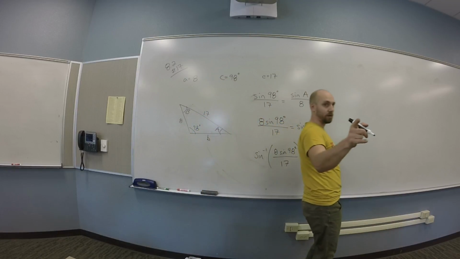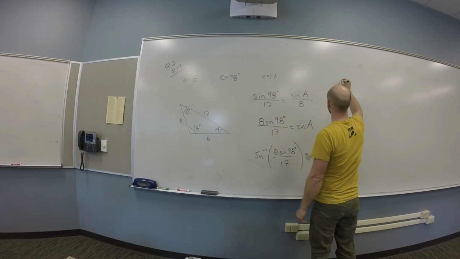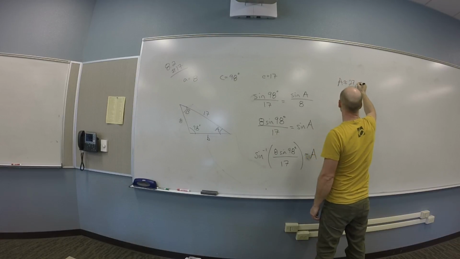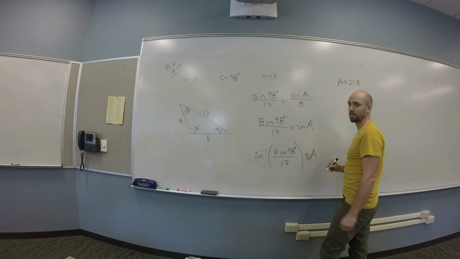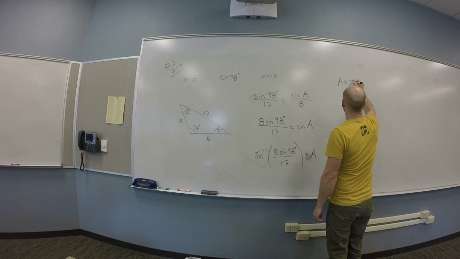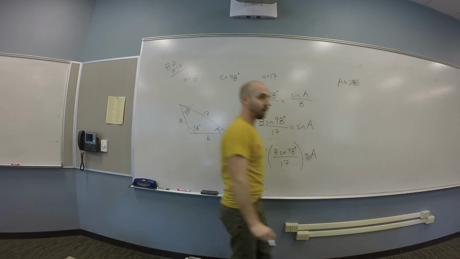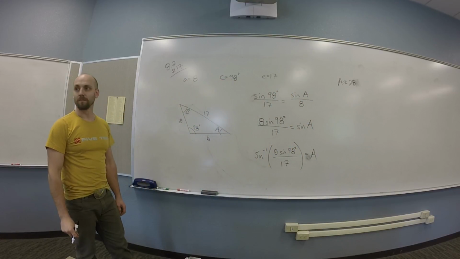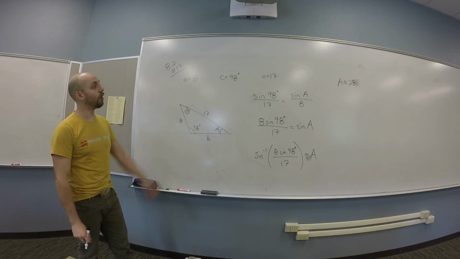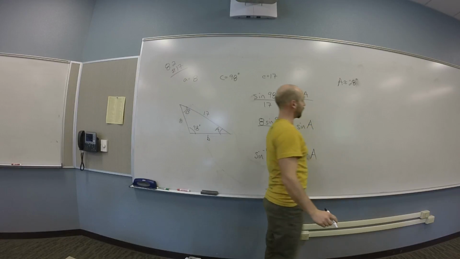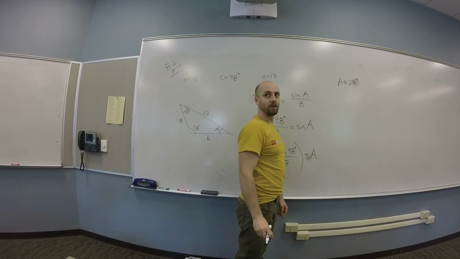Is that what you got? Approximately 27.78. Okay, so we got A is approximately 27.8. Let's call it approximately 28. I'm rounding hard. That's angle A. 28 degrees, and then just subtract 180 minus 98 minus 28 to find the other angle.